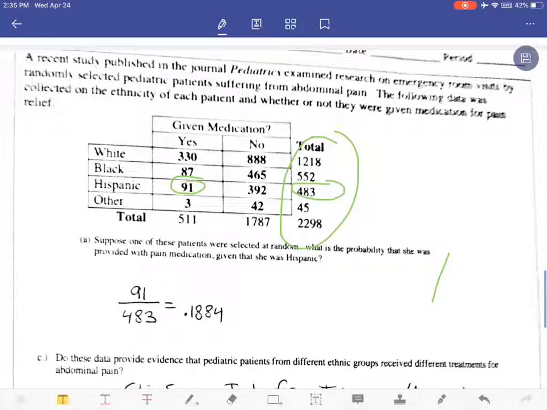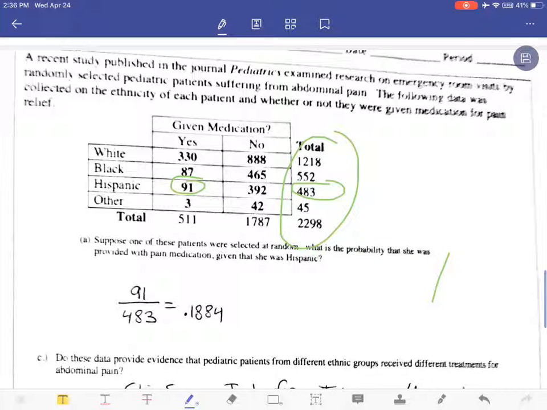All right, that aside, let's dig into part A here. It says, suppose one of the patients were selected at random. What's the probability that she was provided with pain medication given that she was Hispanic? So this problem is not a significance test problem. It is just a regular, simple probability two-way table problem. You might see this on the AP test where they throw an old probability question in with one of these chi-square tests, because it's dealing with a two-way table, which we can also do probability questions with.